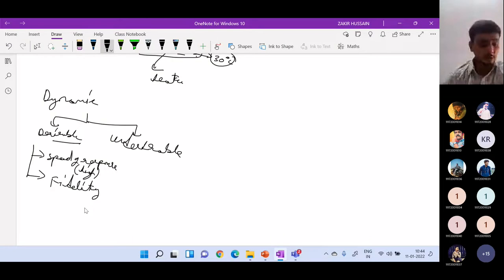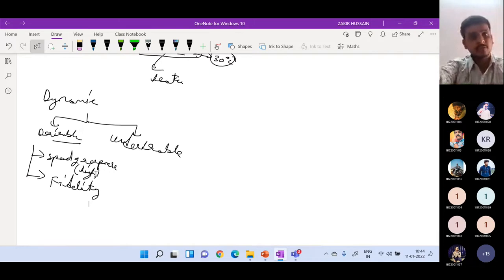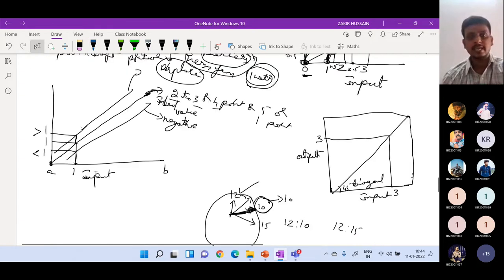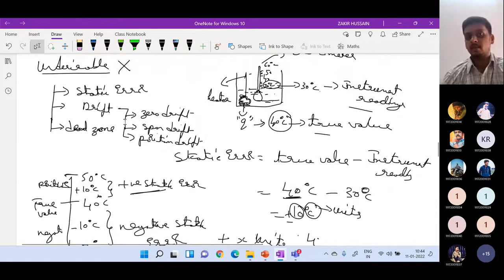So it is the degree to which an instrument indicates the changes in the measured variable without dynamic error. Okay, there we have studied the static error. Here the dynamic error also we will study. There is not much difference. Static error means without any time variable, not dependent on time.